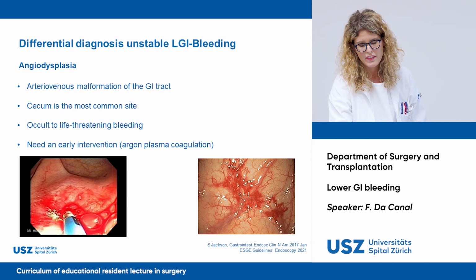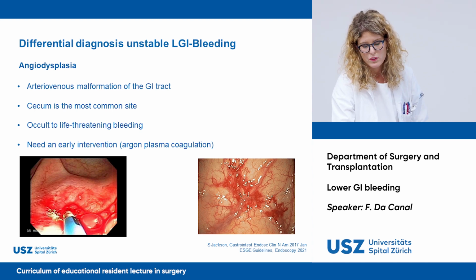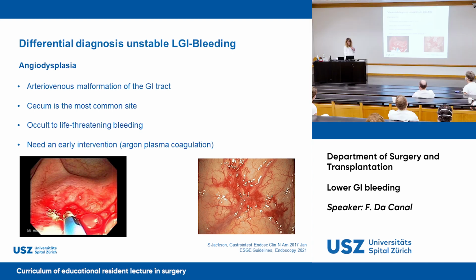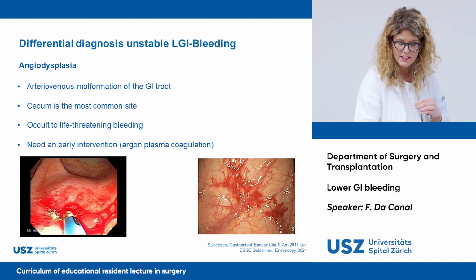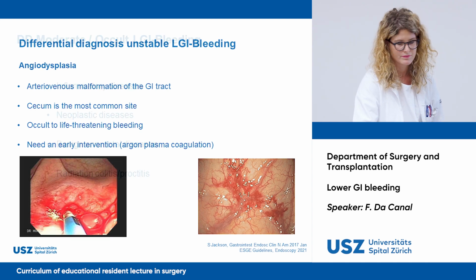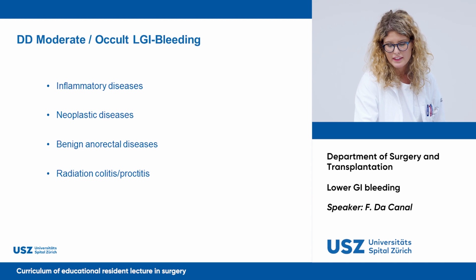The angiodysplasia is the second most common cause of severe lower GI bleeding. It is an arteriovenous malformation, an acquired degenerative lesion secondary to progressive dilatation of normal blood vessels within the submucosa of the intestine. Cecum is the most common site. The presentation can be very heterogeneous, from occult bleeding to life-threatening bleeding, and usually needs an early intervention. The treatment of choice in this case is considered the endoscopy with argon plasma coagulation. And they are the most common differential diagnosis of moderate to occult bleeding.